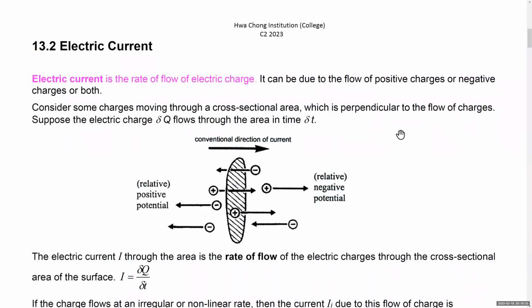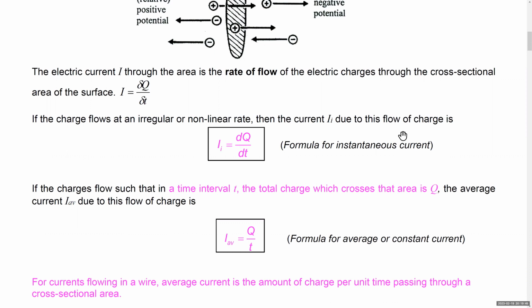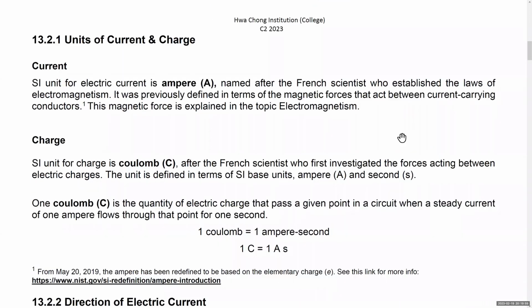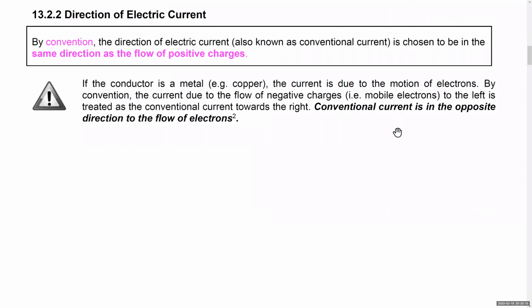Electric current is the rate of flow of electric charge. The formula for instantaneous current is I equal to dq/dt. Average current will be Q over t. The unit of charge is the coulomb, and 1 coulomb is 1 ampere second. By convention, the direction of electric current is chosen to be in the same direction as the flow of positive charges.